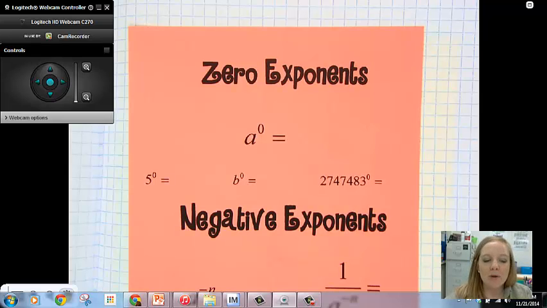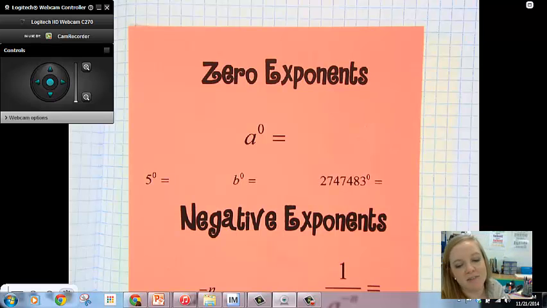Today I'm here to tell you about zero and negative exponents. If you recall, we've talked about parts of an exponent, the base and the exponent. Today we're going to talk about what happens whenever your exponent is zero and whenever your exponent is negative. Okay, so first things first, zero exponents.